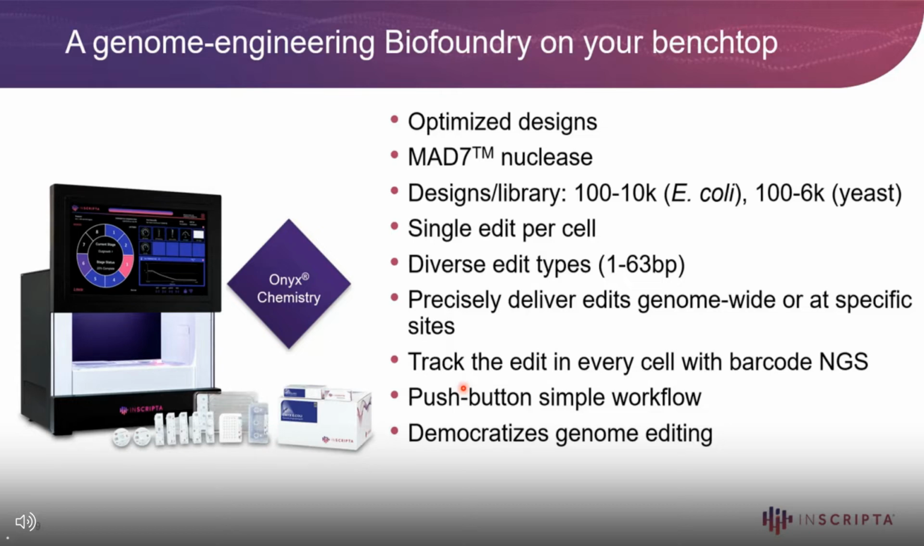There's a single edit per cell. You can have diverse edit types anywhere from 1 to 63 base pairs in length. And you can precisely deliver edits either genome-wide all over the place or at specific target sites within the genome. You can track the edit in every cell with barcode NGS. So there is a DNA barcode that's associated with every edit that allows you to do rapid genotyping by sequencing that barcode. It has push-button simple workflows, and it really democratizes genome editing.